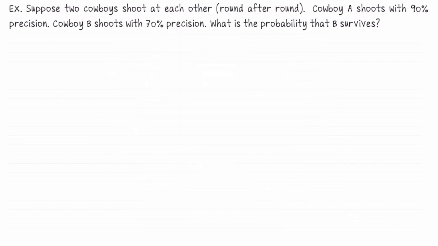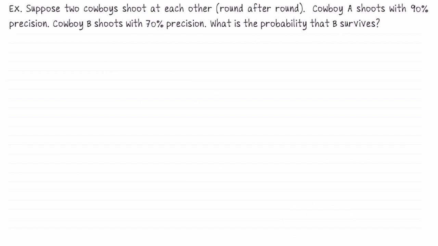Let's take a look at this example. Suppose 2 cowboys shoot at each other round after round. So they're in some duel, maybe out in the Wild West. Cowboy A shoots with 90% precision. Cowboy B shoots with 70% precision. What's the probability that B is going to win this duel?